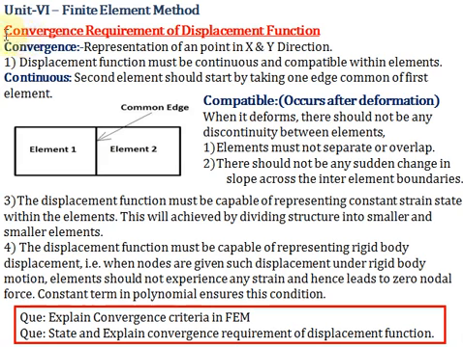So after seeing the types of element, we'll see the convergence requirement of a displacement function. Convergence is nothing but a representation of a point in x and y direction. Okay. So what is the first requirement? Displacement function must be continuous and compatible within the element. So it must be continuous. Continuous means the second element should start by taking the common edge of the first element.